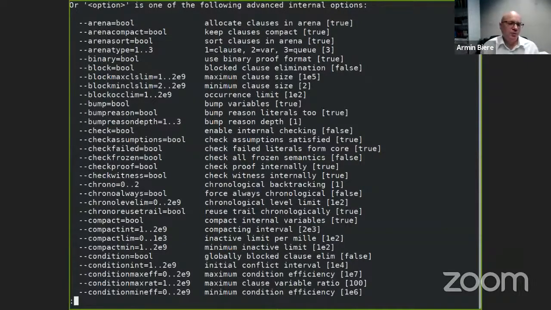But some of these parameters are documented. So where's my decay?